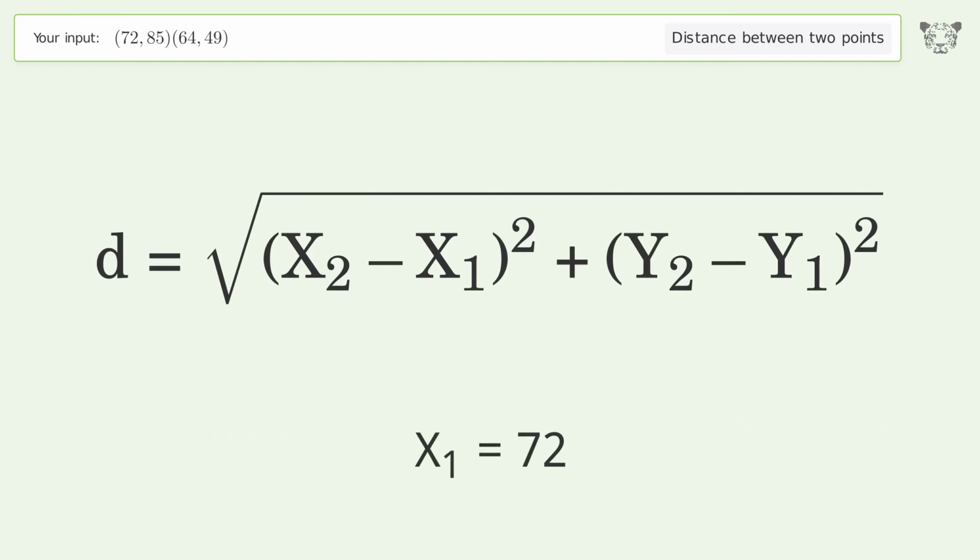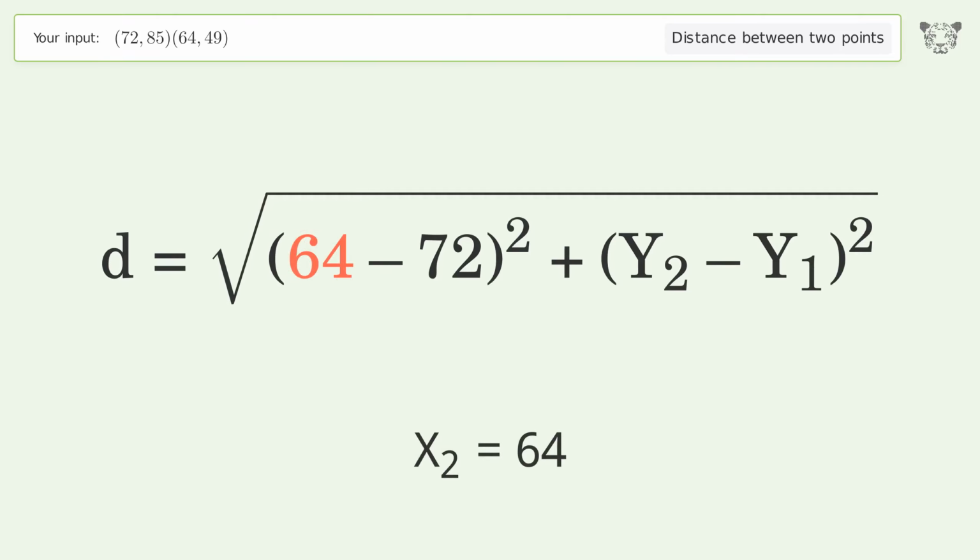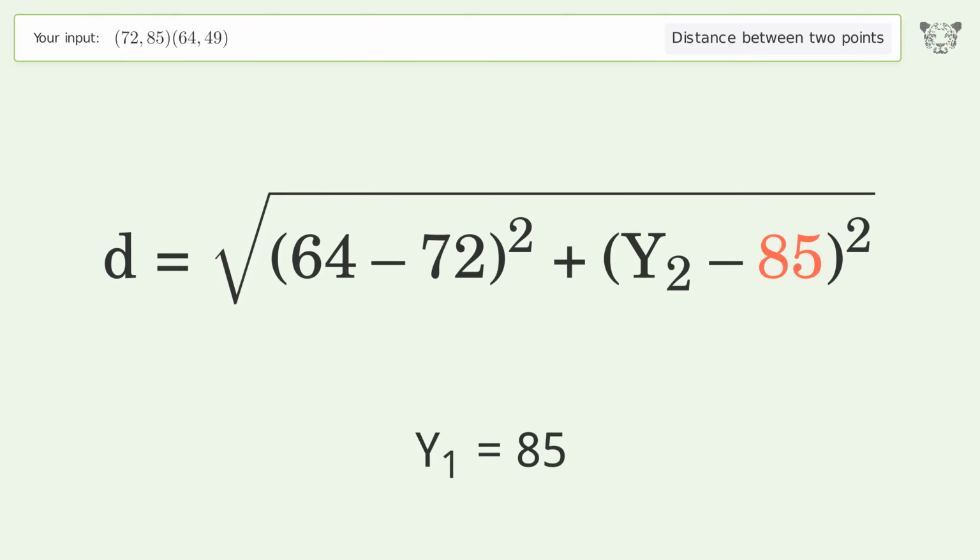x1 equals 72. x2 equals 64. y1 equals 85. y2 equals 49.